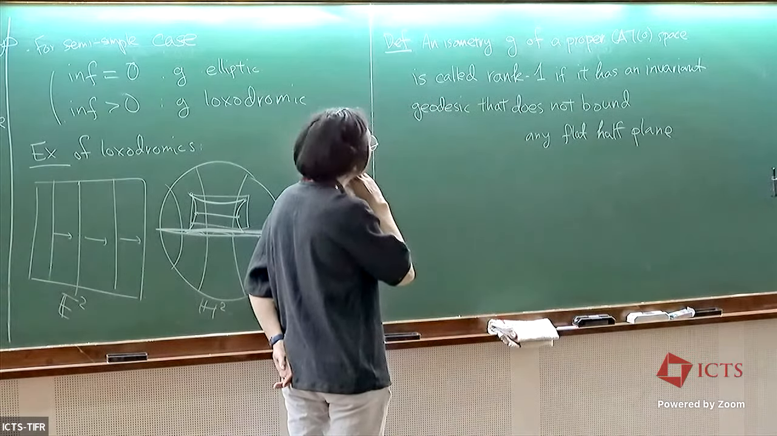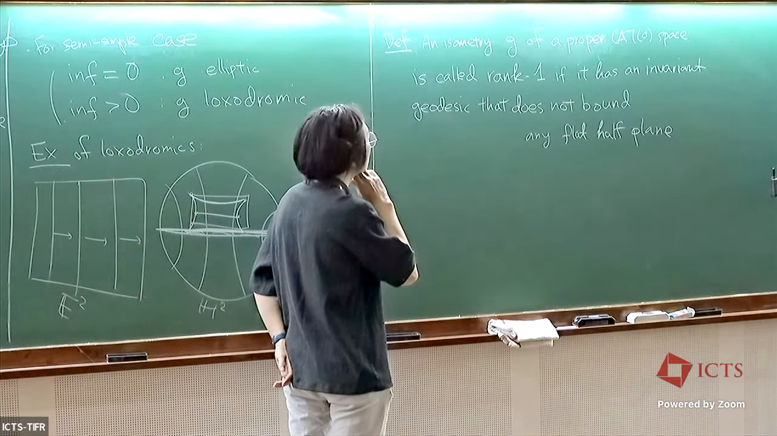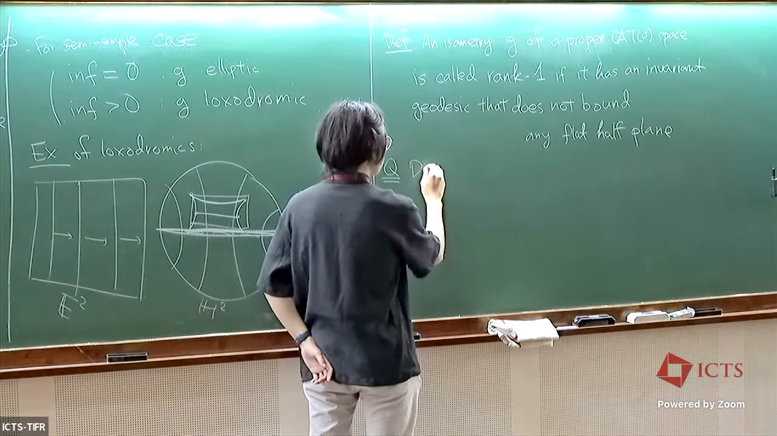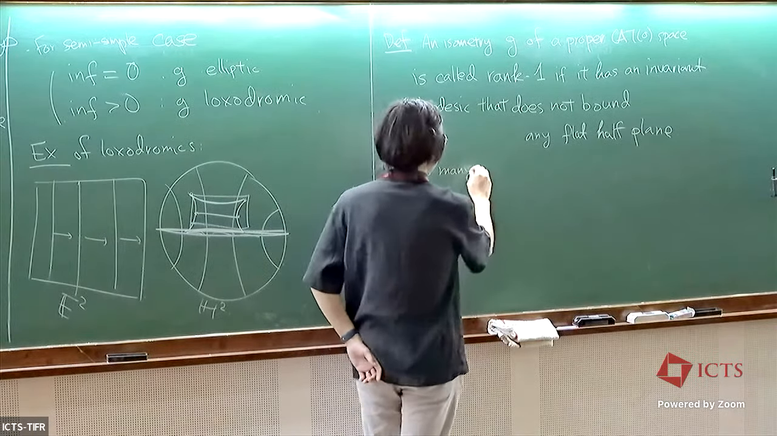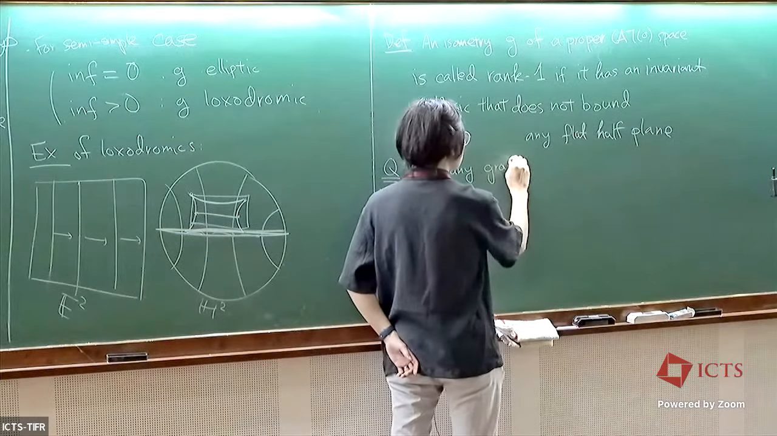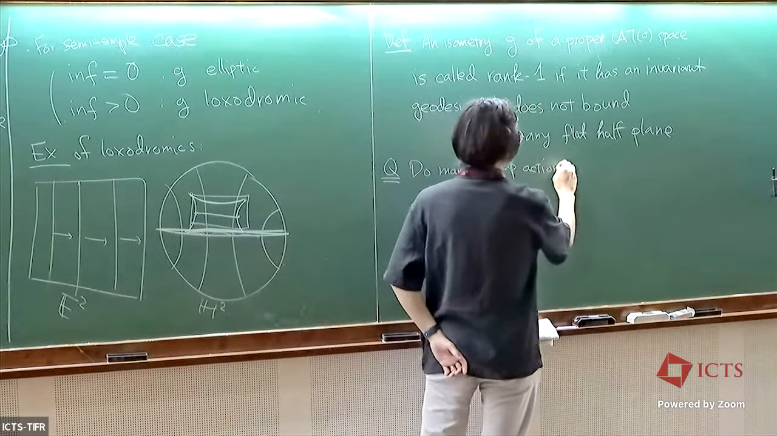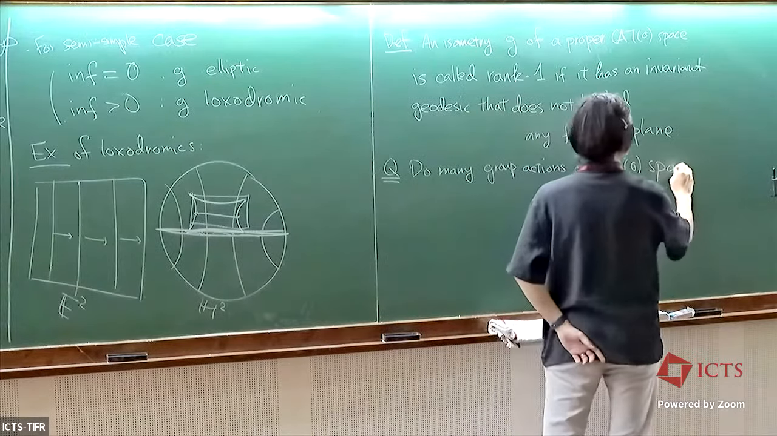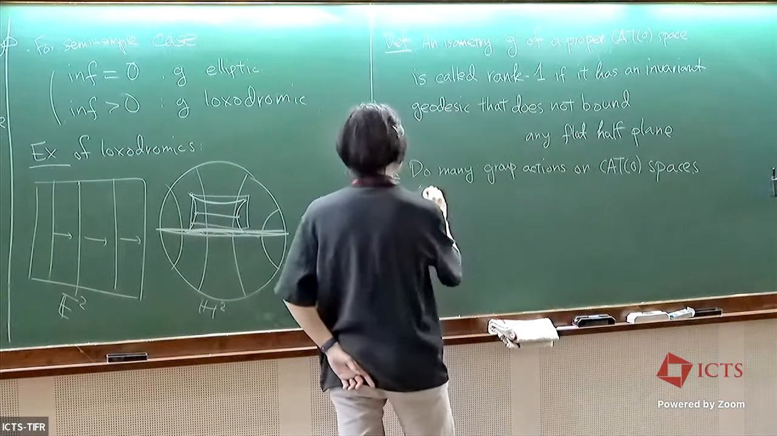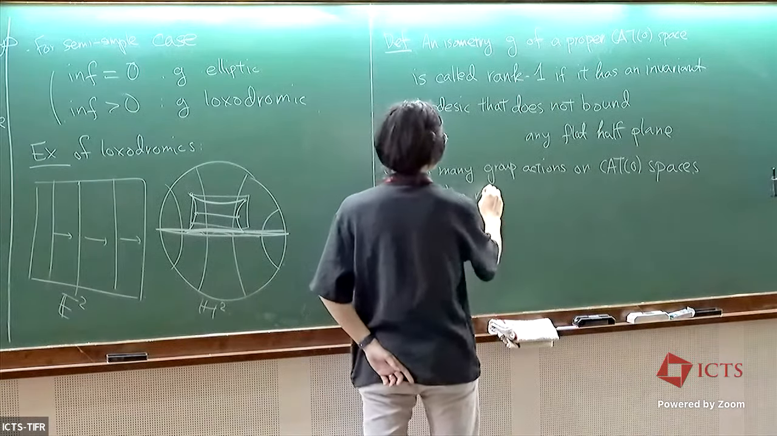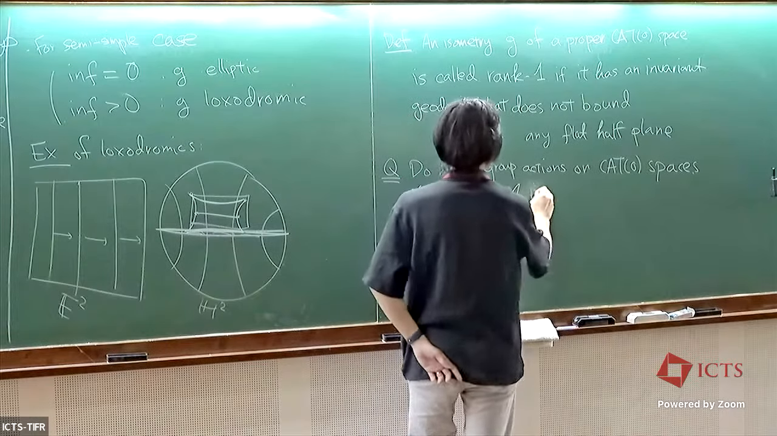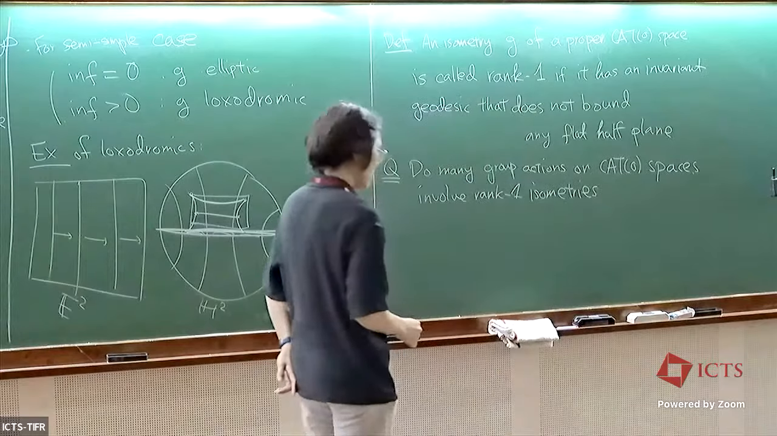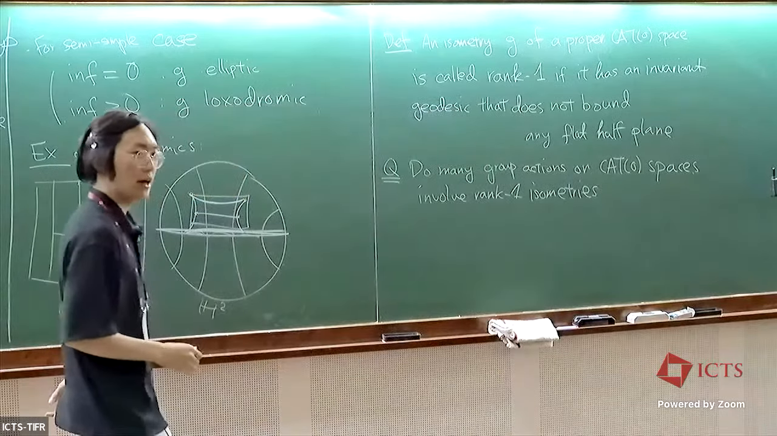First question: do many group actions on CAT(0) spaces involve rank 1 isometries? Well, I have two answers.